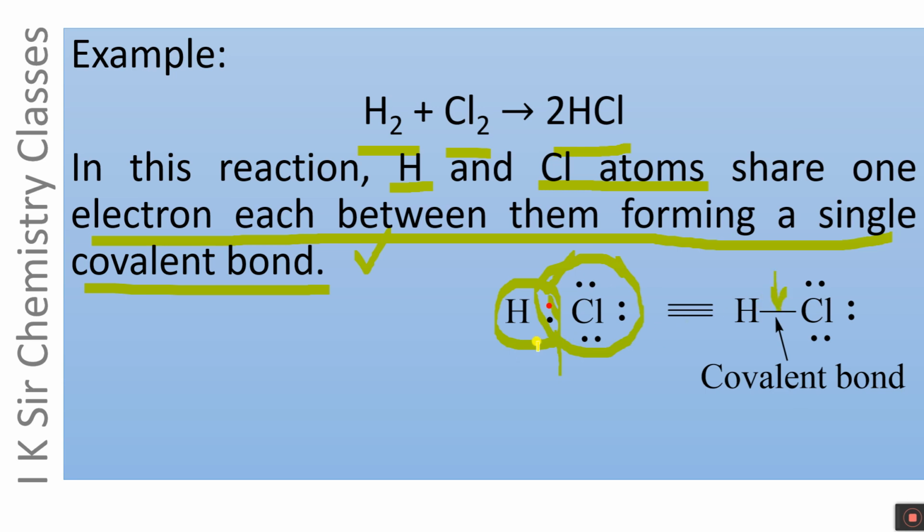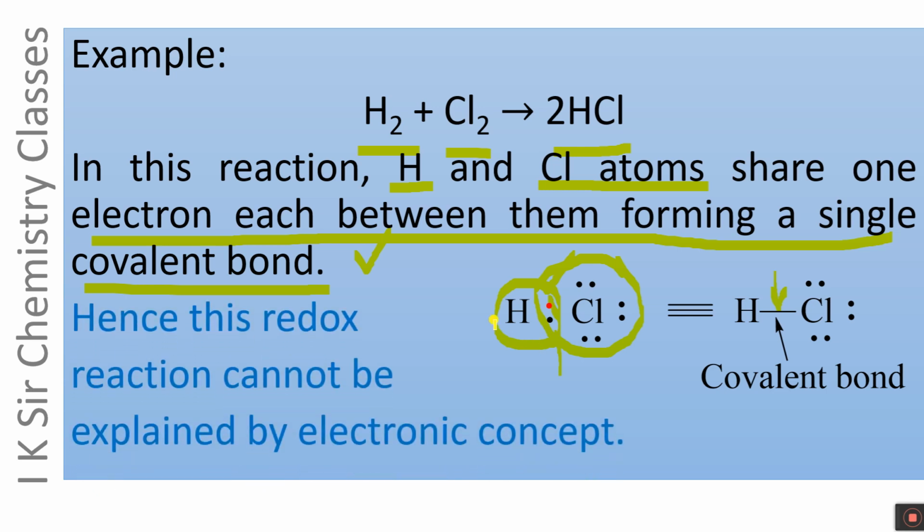There is neither loss of electron nor gain of electron, rather there is sharing of electrons between hydrogen and chlorine atoms. Hence, this redox reaction cannot be explained by the electronic concept.